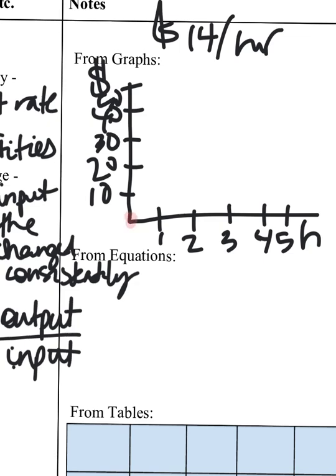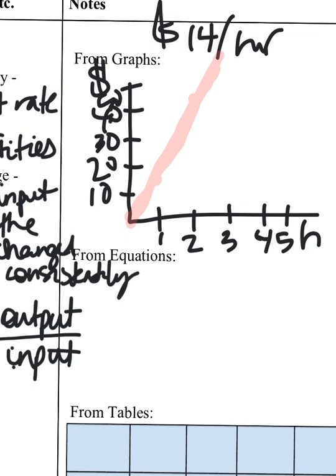But if you work 1 hour, you're going to make $14. If you work 2 hours, you're going to make $28. If you work 3 hours, you're going to make $42, right? That is a consistent line. Sorry, my line's kind of squiggly, right? It's a straight line and it's going to go up at the same angle the whole time.